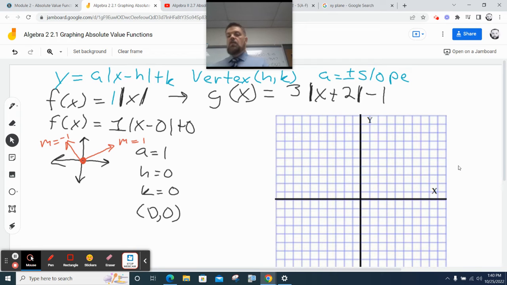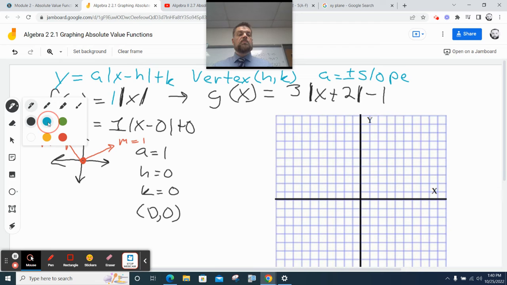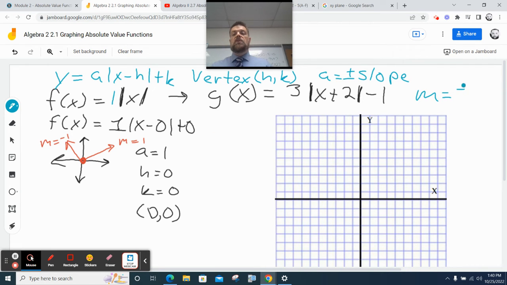All right. So first things first, let's label some things. I know for a fact that the slope of this is what? Plus or minus 3, because that's what a is. a is equal to 3.